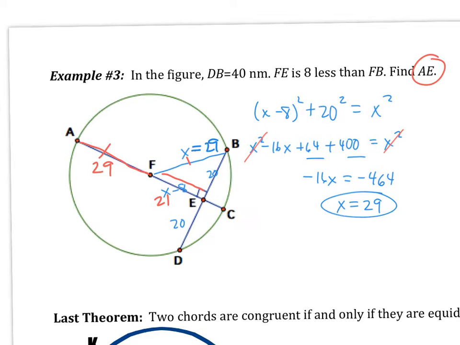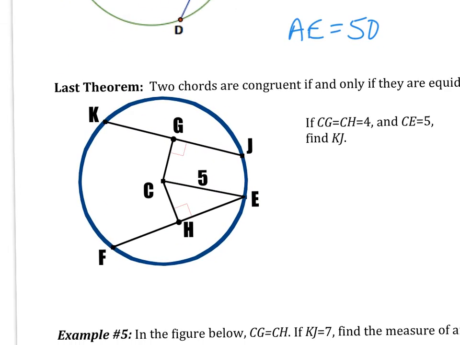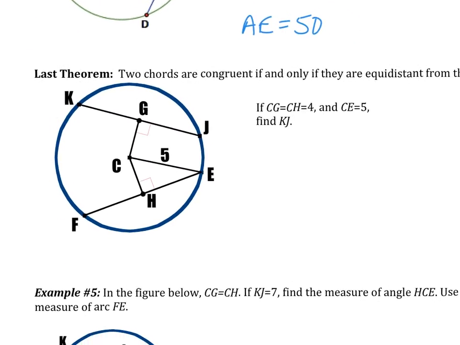So now, let's answer the question. What's AE? 50. So AE is equal to 50. Okay? It just comes down to plugging things back in. Okay? All right, last theorem.